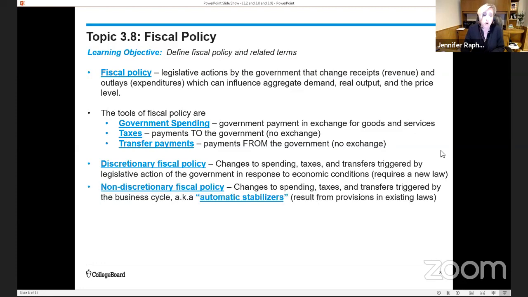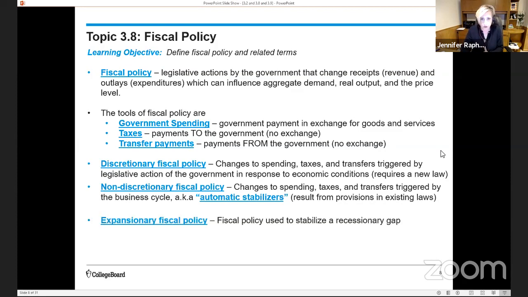to be passed. Whereas non-discretionary policy, which is what we're talking about usually when we're talking about automatic stabilizers, they kick in automatically. They're triggered by changes in economic conditions that result from the business cycle itself. So they don't actually require a new law because they go into effect as a result of provisions in existing laws. So you want to know the difference between discretionary and non-discretionary fiscal policy.